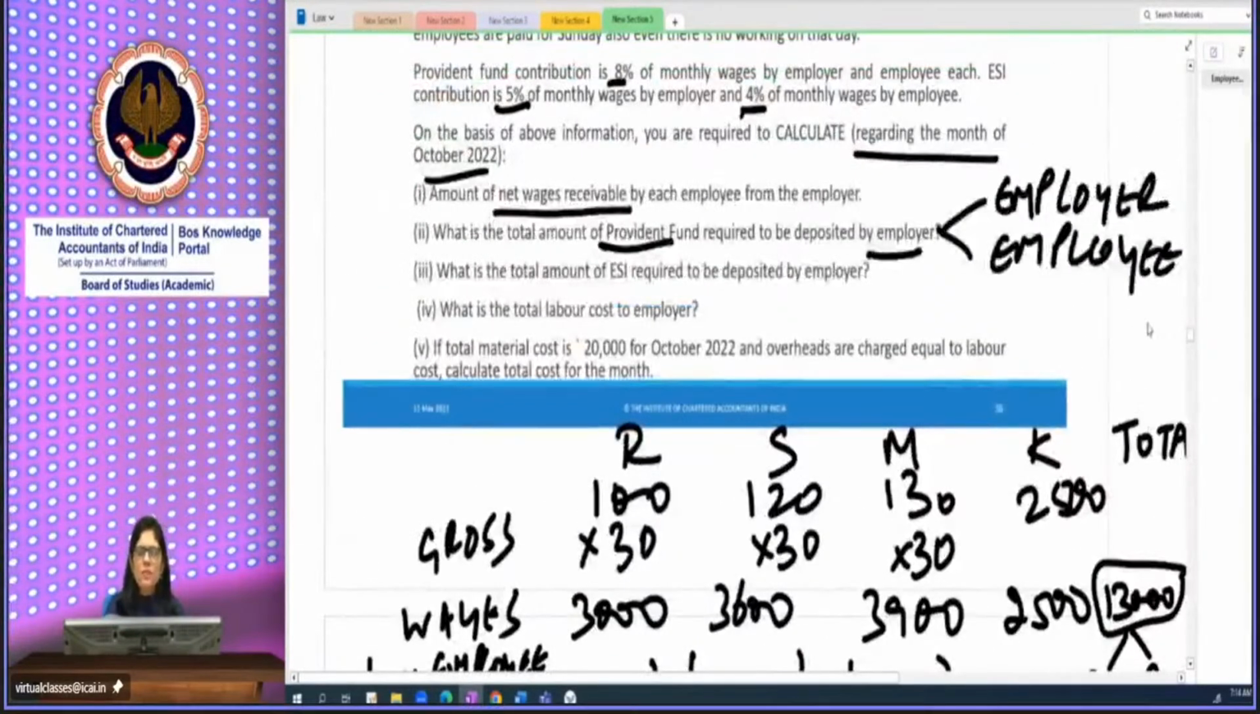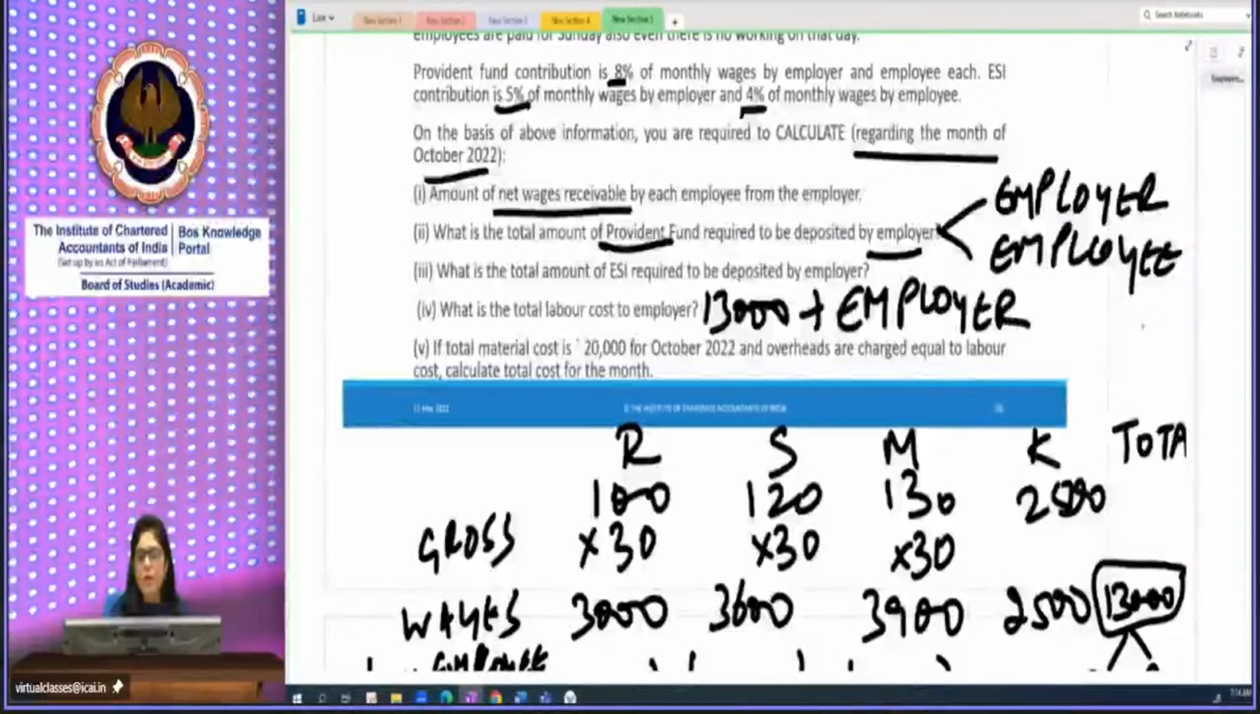What is the total labor cost to the employer? Now, here comes the labor cost, the employee cost. There's a difference between how we calculate net wages and how we calculate employee cost. So here you have to calculate labor cost. Labor cost means again gross wages. It is the cost to the employer plus employer contribution. Employer contribution of PF and ESI.